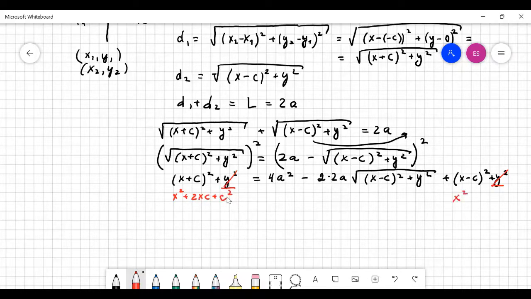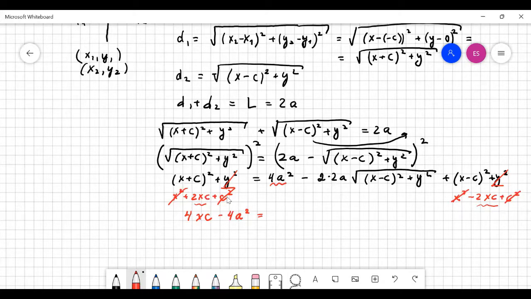And this one is x squared minus 2xc plus c squared. So I can cancel c squared on this side, and I can cancel x squared on this side, right? For these two terms, I cannot cancel them because they have different signs, but I can combine them together on one side, right? And that's what I'm going to do. I'm going to bring this minus term over here and write it as 4xc term. Now, I'm going to also bring this term to the left side, minus 4a squared.